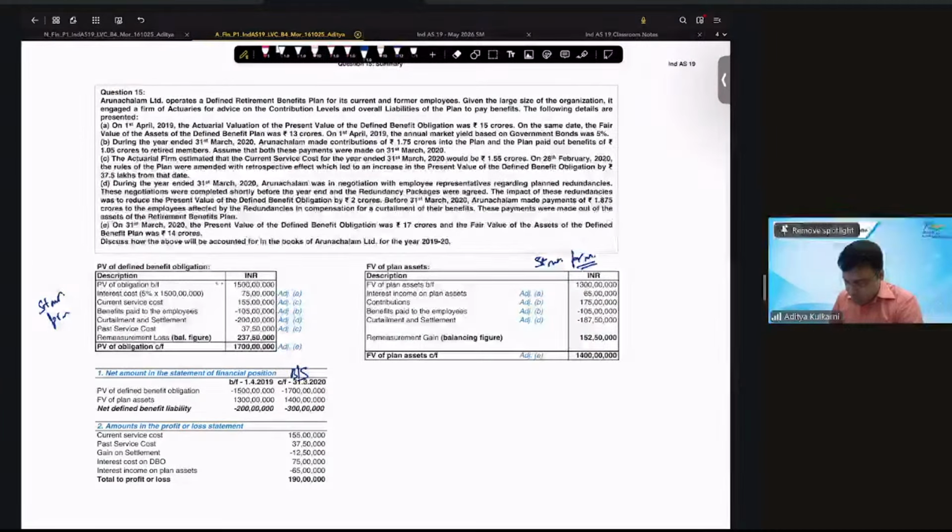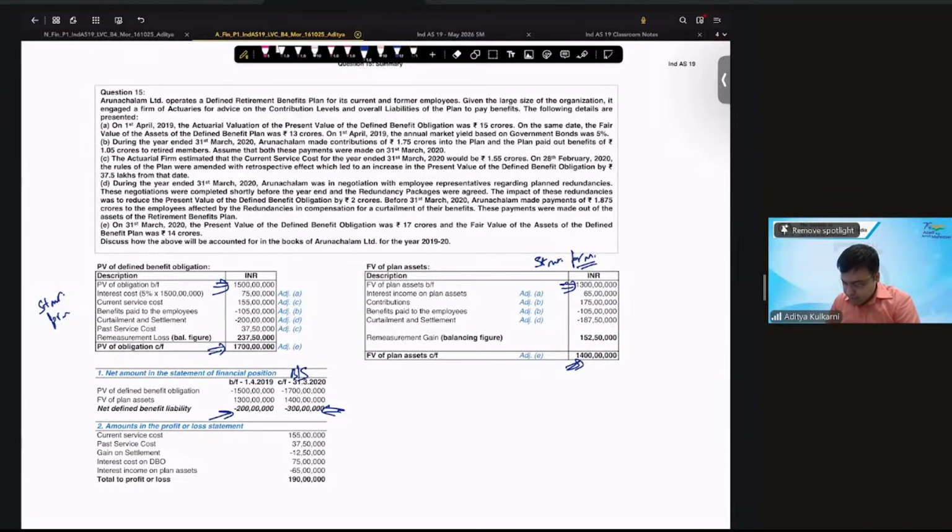Opening value of obligation, opening value of assets, net liability of 2 lakhs. Closing value of, 2 crores, sorry. Closing value of obligation 17, closing value of assets 14, net obligation of 3 crores.